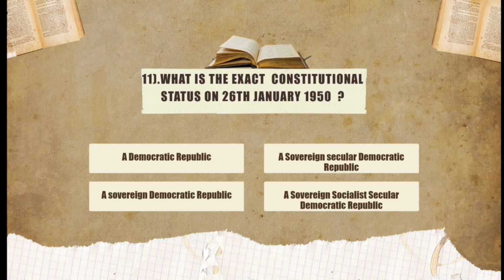The correct answer for question number 11 is that the exact constitutional status on 26 January 1950 is that India is a sovereign, democratic republic. If someone asks you the exact constitutional status of India presently, India is a sovereign, socialist, secular, democratic republic. Okay, next question, question number 12.